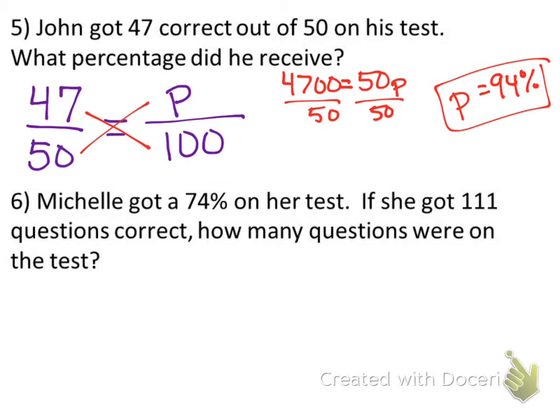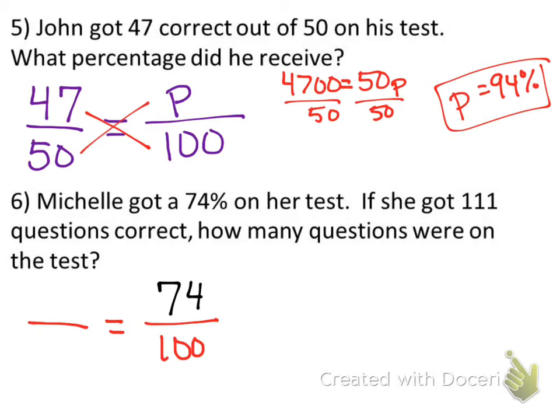All right, number 6. Now we have Michelle. Obama? I don't know which Michelle it is. Just Michelle. Thank you. Let's focus. Michelle got 74% on her test. So where does the 74 go? On top of the 100. Good.